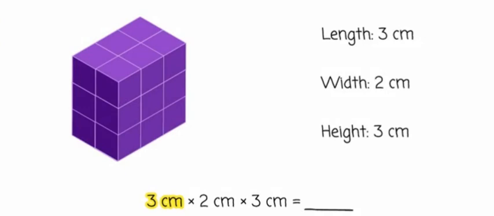3 centimeters times 2 centimeters times 3 centimeters equals 18 cubic centimeters. You could have multiplied in any order, as long as you multiplied all three dimensions. Let's solve this next one in your notes.